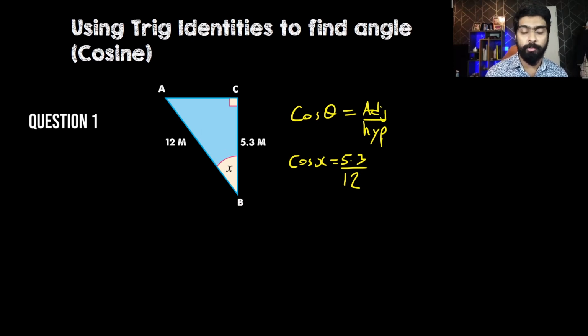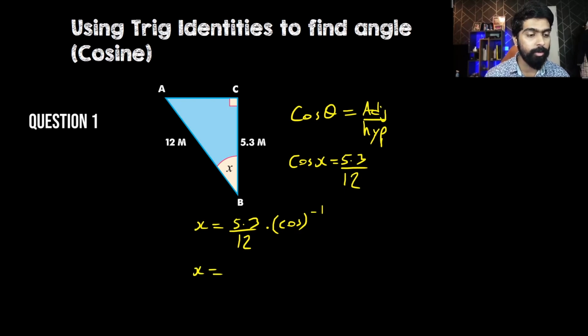this cosine, right? So when we transpose the cosine from the left hand side to the right hand side, it would change to the inverse of cosine, right guys? So x will be 5.3 over 12 multiplied with the inverse of cosine. All right, now let's use the help of the calculator to write down what is the value when we have 5.3 divided by 12. So 5.3 over 12 will give us 0.44 approximately, right?